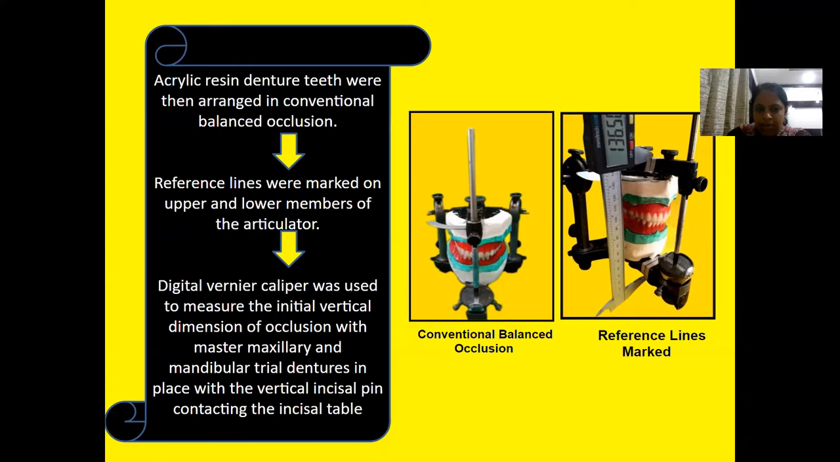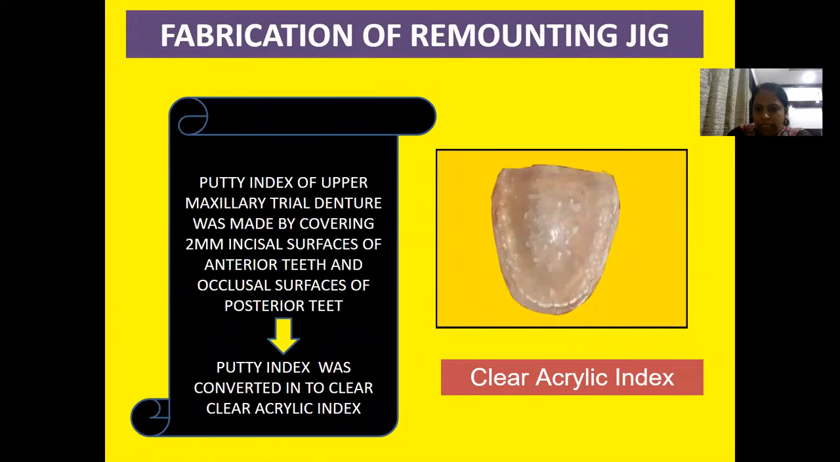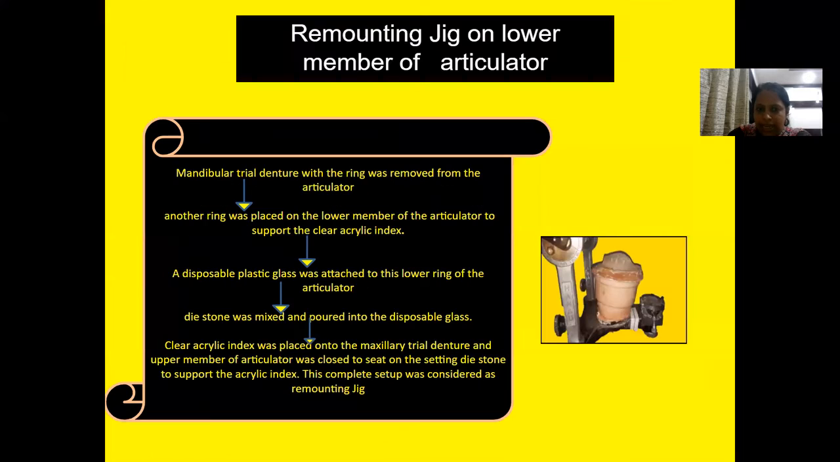A digital vernier caliper was used to measure the initial vertical dimension of occlusion with the master maxillary and mandibular trial dentures in place, with the incisal pin contacting the incisal table. Then the remounting jig was fabricated on the lower member of the articulator. For this, a putty index of the maxillary trial denture was made by covering the 2 mm incisal surfaces of the anterior teeth and occlusal surfaces of the posterior teeth. Then the putty index was converted into a clear acrylic index. Then the remounting jig was fabricated.